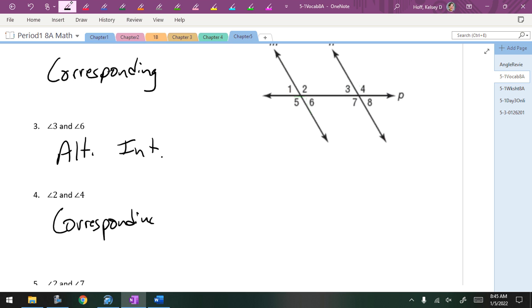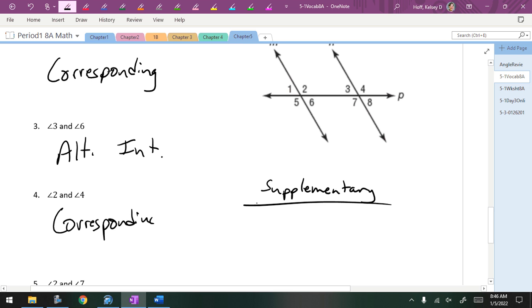We're going to add something to this because Miss Hoff forgot. Supplementary. Remember, supplementary are angles that add together to be 180 degrees. They are right next to one another, and they form a line. 1 and 2 would be correct.